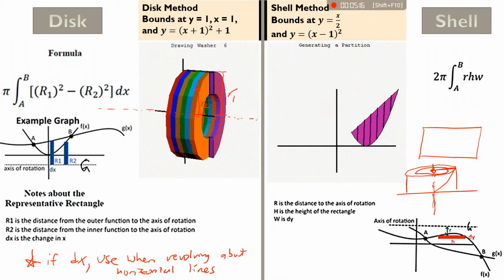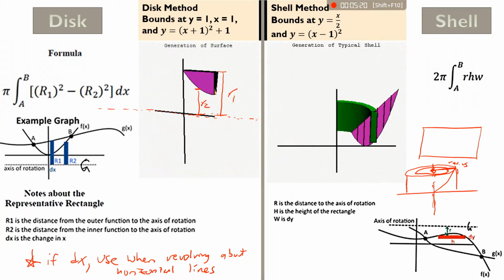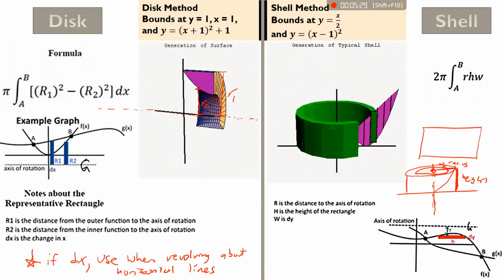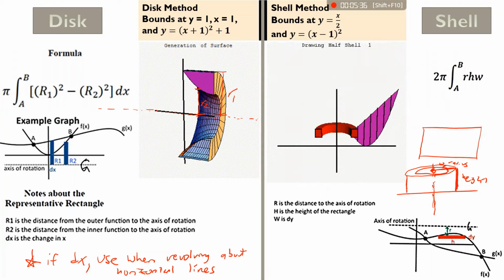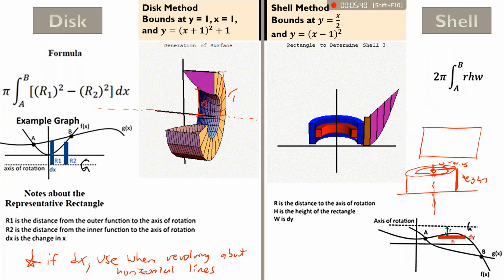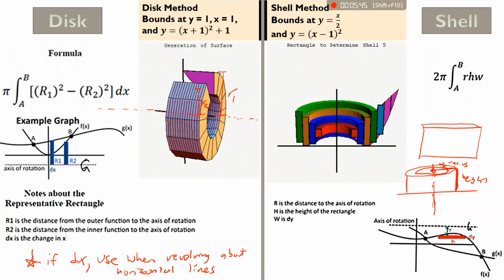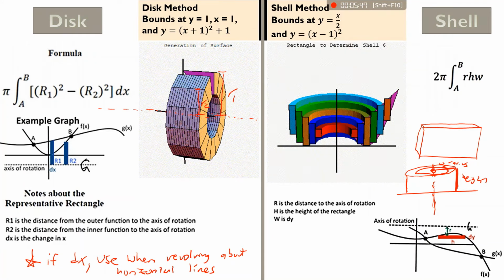That infinitely small shell would have a radius, a height, and then an infinitely small width, which is my dx, as I spin around this line. If I was going to take this cylinder, so kind of like a toilet paper roll, and then cut it and unfurl it, I would end up with a box-like shape that looks like this.